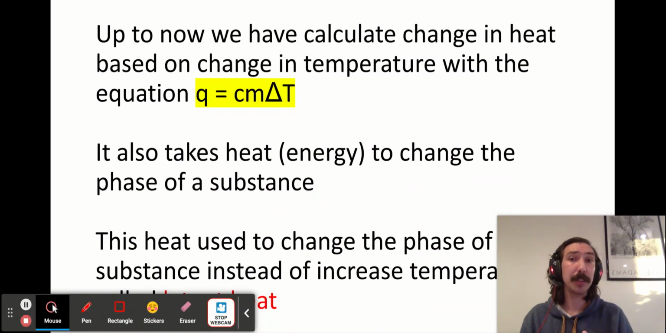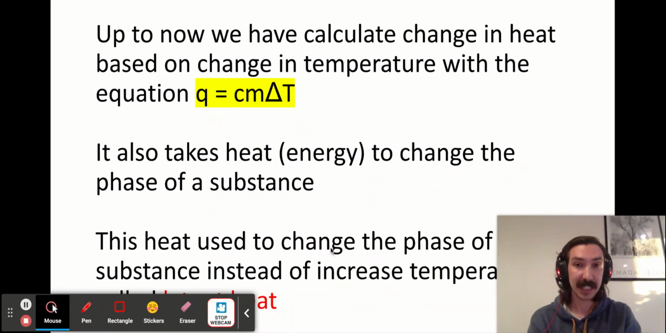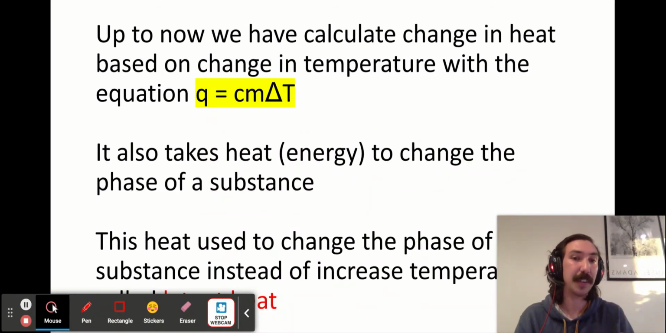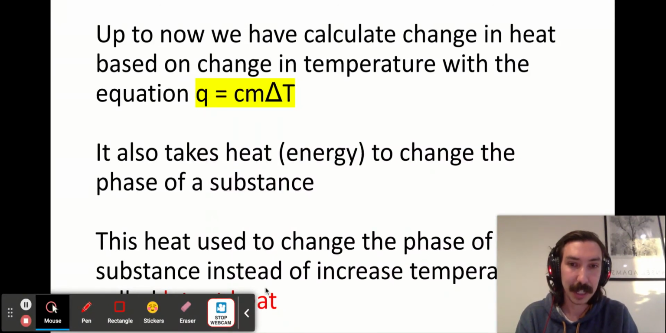So up to now, we've been able to use this formula: heat equals specific heat times mass times change in temperature. But during a phase change, something could be absorbing heat but not changing temperature at all. So we're going to have to be using a new equation. And this heat that is used to change the phase and doesn't increase the temperature is called latent heat. And that's the word that's blocked right there at the bottom of the screen. Sorry about that.